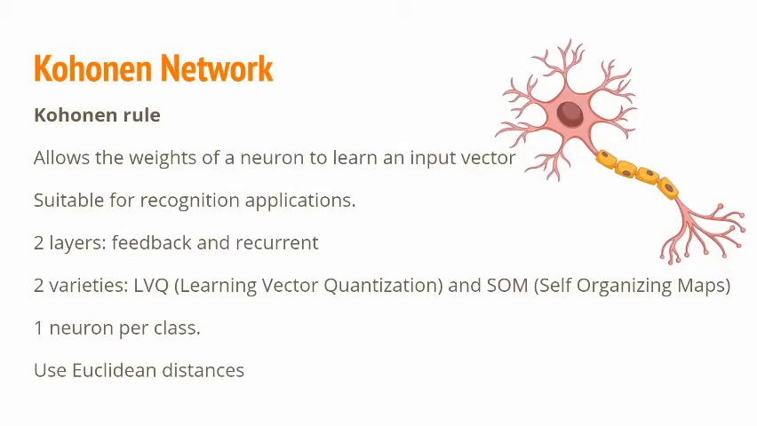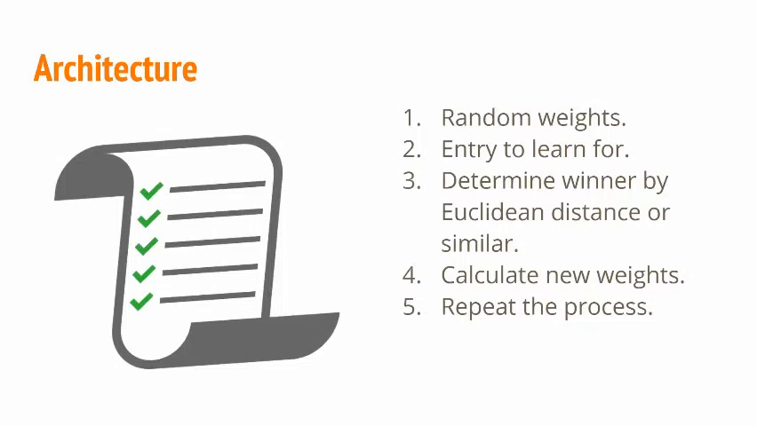There are two varieties of Kohonen networks. The first is learning vector quantization and the second is self-organizing maps. A specific characteristic of this kind of network is that it uses one neuron per class, and it is helped by the use of Euclidean distances.